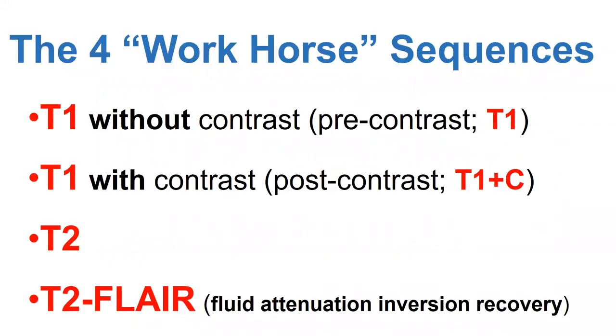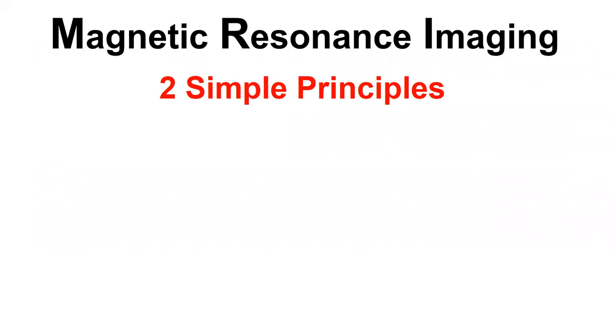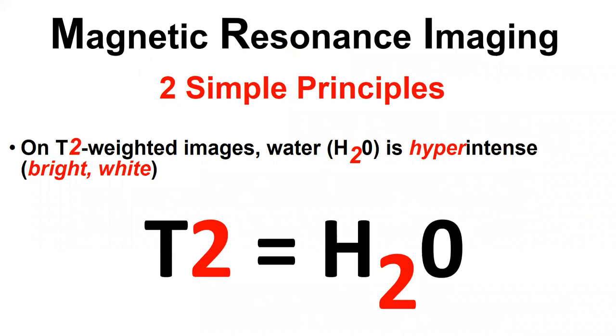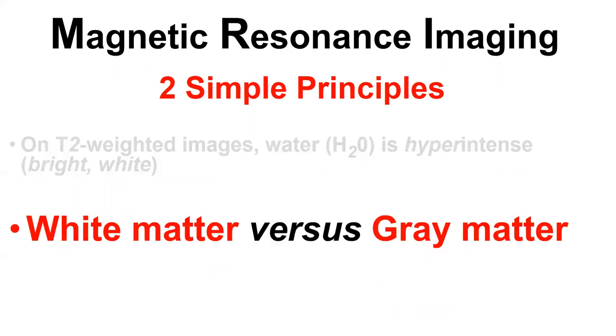The four workhorse sequences in neuroradiology are T1 without contrast, T1 with contrast, T2, and T2 FLAIR. There are two simple principles which will allow you to tell the difference between a T1 and a T2. First principle, on T2 weighted images, water, H2O, is hyperintense, bright, white. That's as basic as it gets. All you have to remember is T2, H2O. Water is bright on T2 weighted sequences.